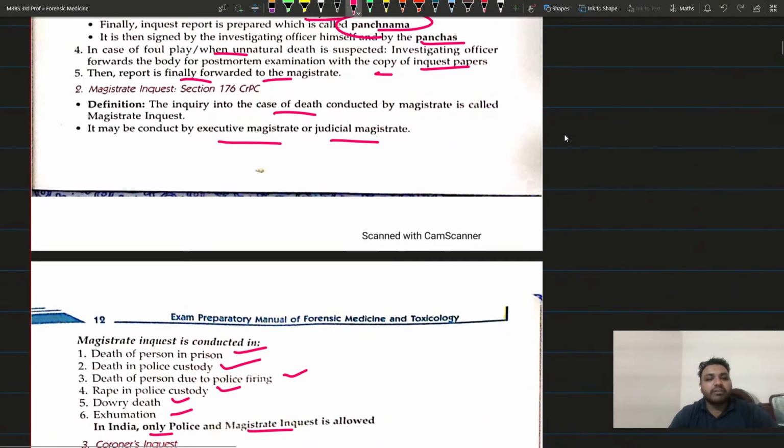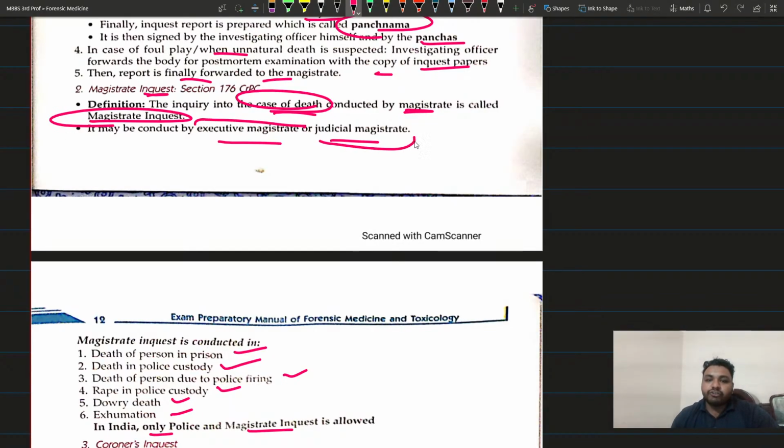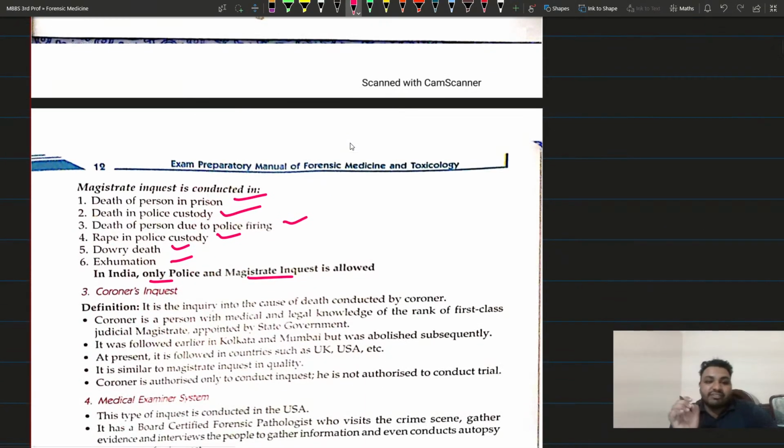Then coming to the next, which is magistrate inquest. Inquiry into the cause of death conducted by a magistrate is called a magistrate inquest. It can be conducted by an executive magistrate or a judicial magistrate. Now, magistrate inquest is basically conducted under the following conditions.